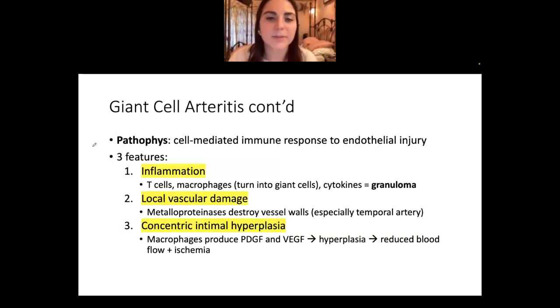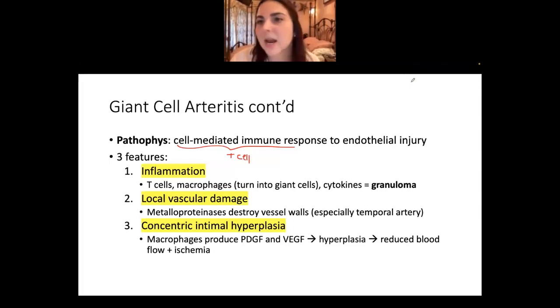So again, instead of just memorizing that there's granulomatous inflammation, think about the pathophysiology behind giant cell arteritis. There's granulomatous inflammation because this is a cell-mediated immune response. So if you peer back into the depths of immuno, remember cell-mediated response, this is a T cell response.